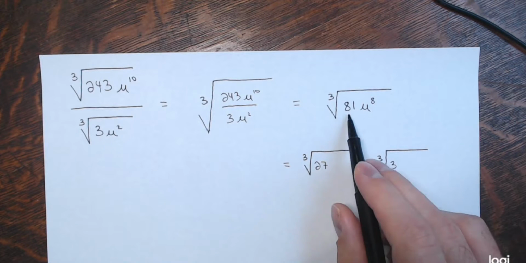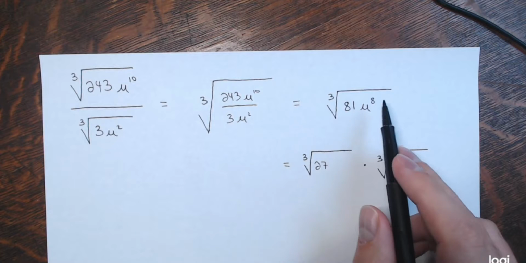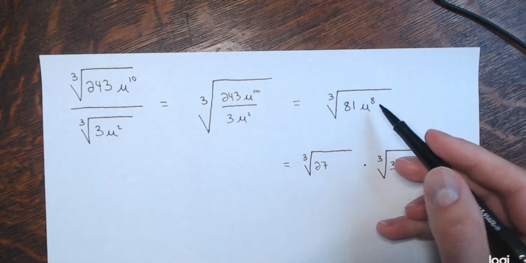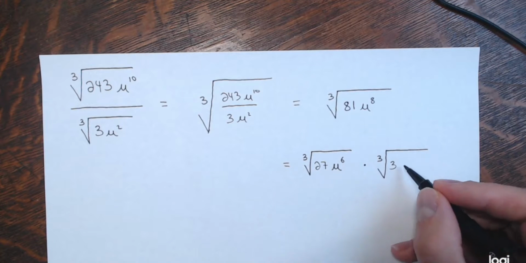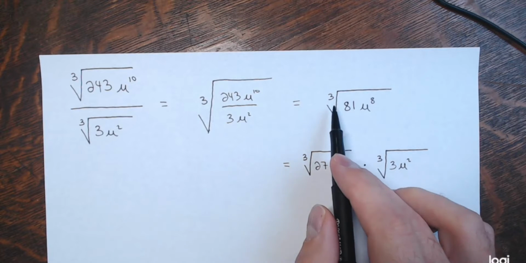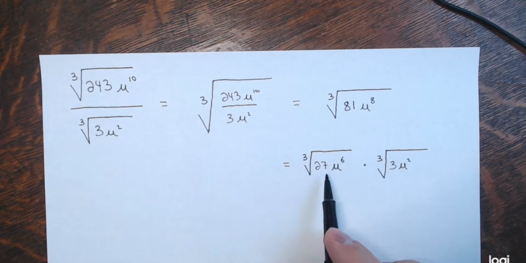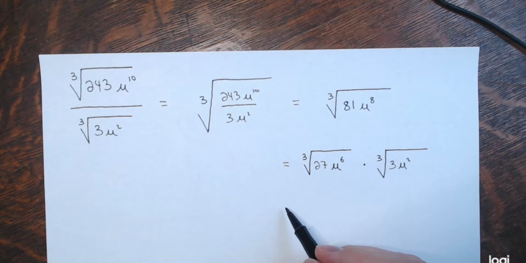Then u to the 8th is not a perfect cube. Right? 8 is not a multiple of 3, but 6 is. Right? 6 is the largest number that's a multiple of 3 that's less than 8. So I can break up u to the 8th into u to the 6th times u squared. So this cube root of 81u to the 8th is equivalent to the cube root of 27u to the 6th times the cube root of 3u squared.